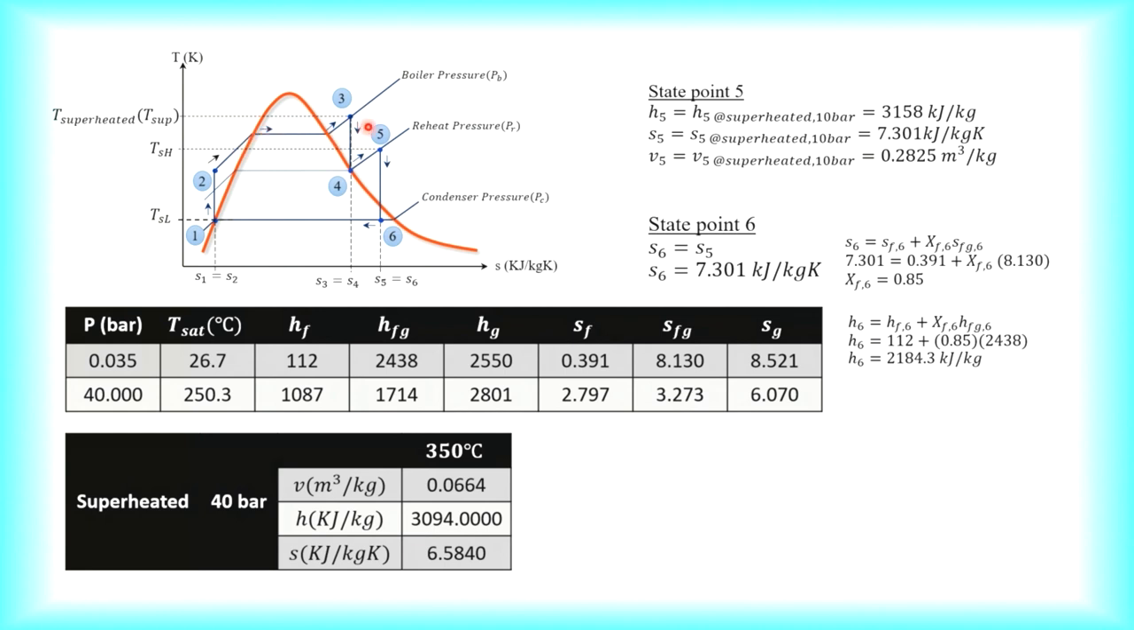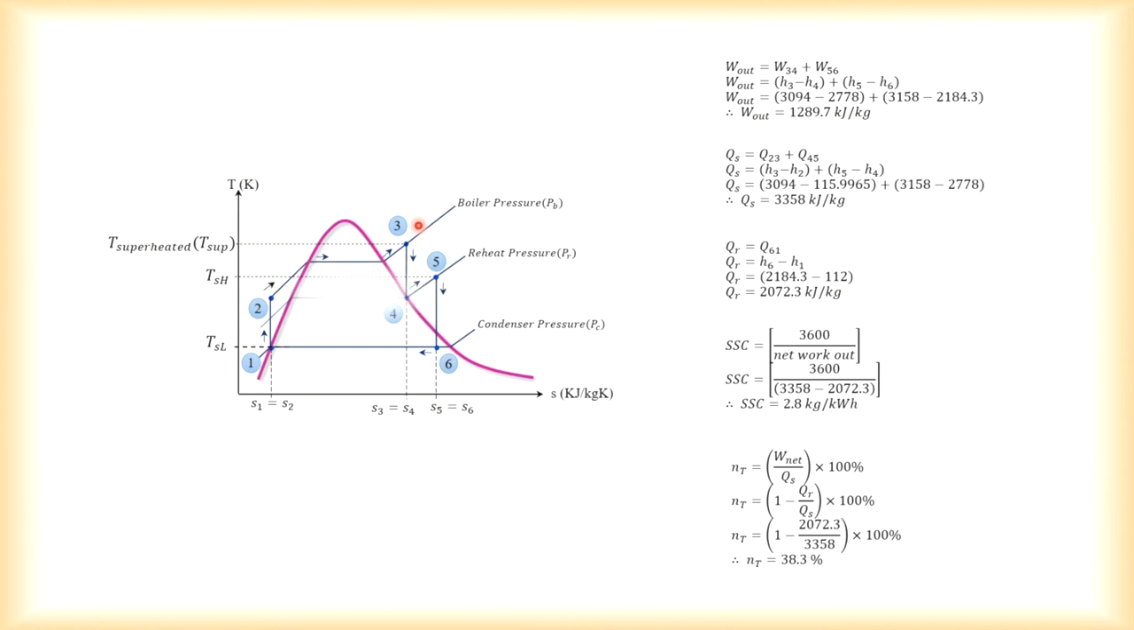Okay, sorry. For this, I have to show you from this diagram. So work out is based on both the isentropic expansions 3 to 4 and 5 to 6, the total work out. Heat supply is based on 2 to 3 and 4 to 5. So you've got your total heat supply and total work out. Heat rejected should be 6 to 1 here.